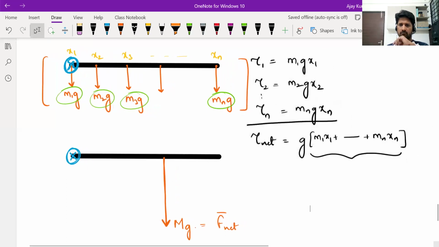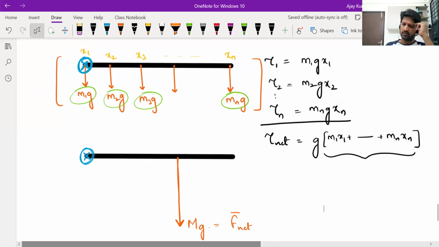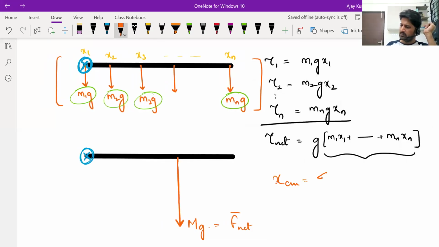Position of center of mass, correct. The x coordinate of center of mass is sigma mi xi divided by the total mass of the system. So this bracket that you see here is sigma mi xi. So what can you write it as? Total mass into x coordinate of center of mass.